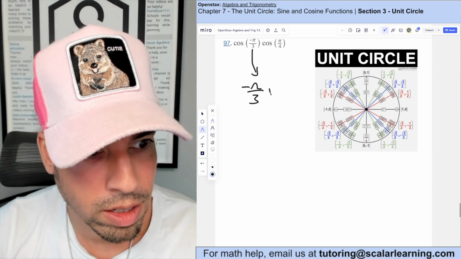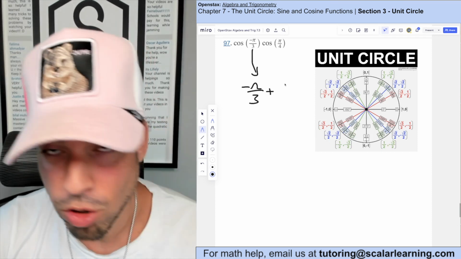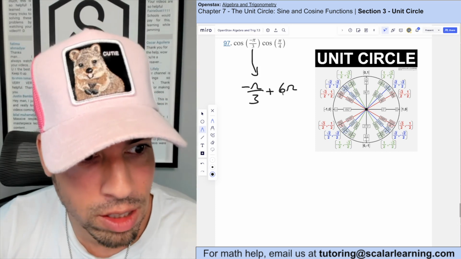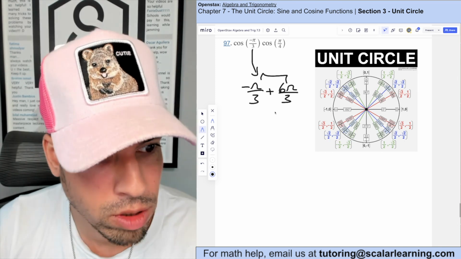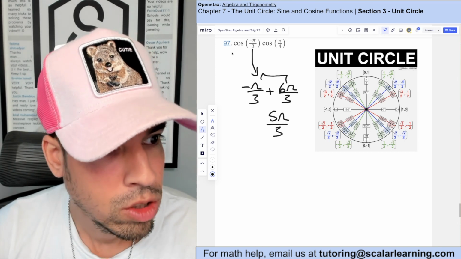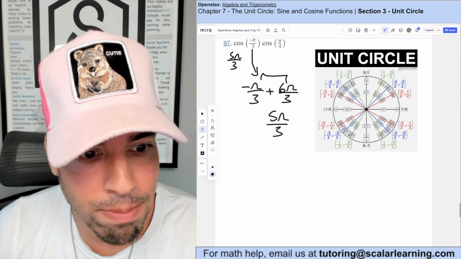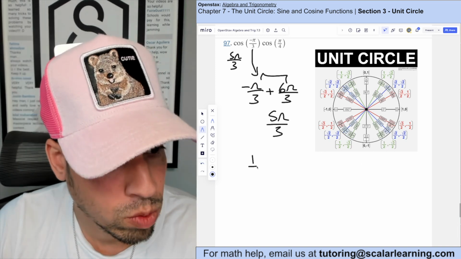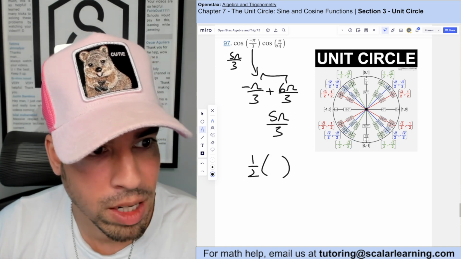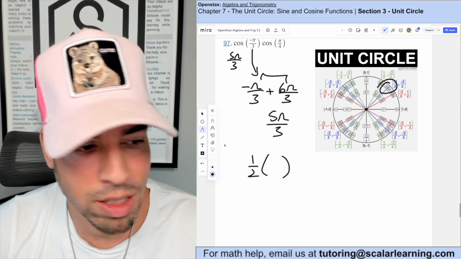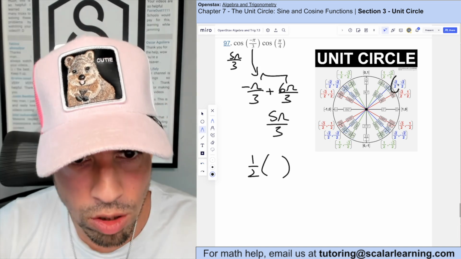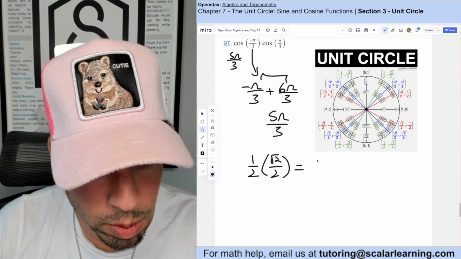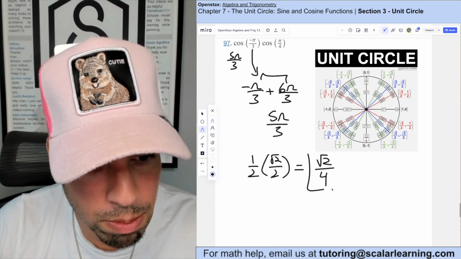So for this one, this angle is not on the unit circle. So I'm going to start by finding a coterminal angle that is on the unit circle by adding multiples of 2 pi. So 2 pi with a denominator of 3 is actually 6 pi over 3. Add those together, we get 5 pi thirds. So we're taking cosine of 5 pi thirds that is on the unit circle, and that's the corresponding x value, which is 1/2. And then we're multiplying it by cosine of pi fourths. Don't have to do anything there because that's on the unit circle. And again, cosine is the corresponding x value, which is rad 2 over 2. And this gives us, when we multiply, rad 2 over 4, boom, done.